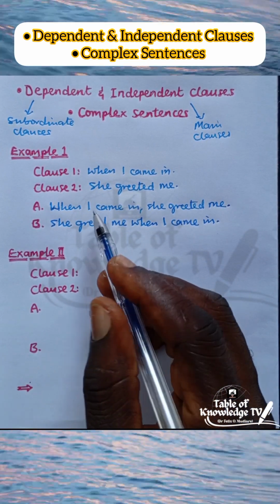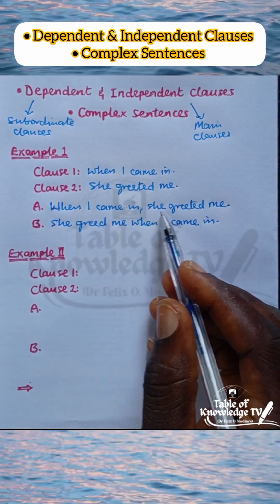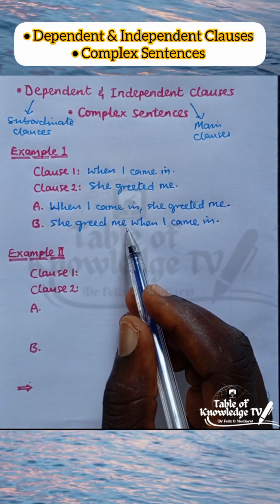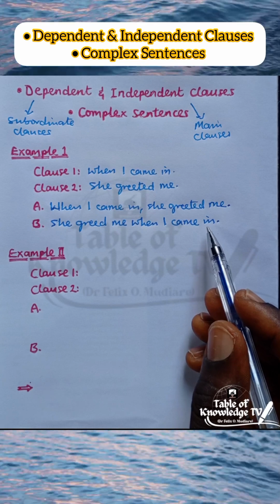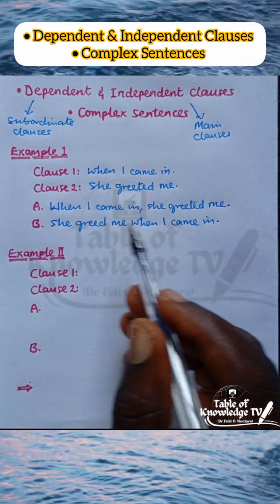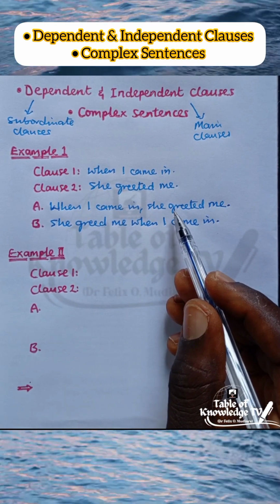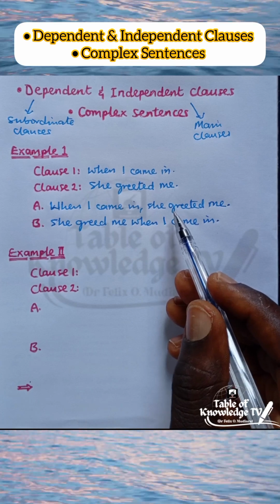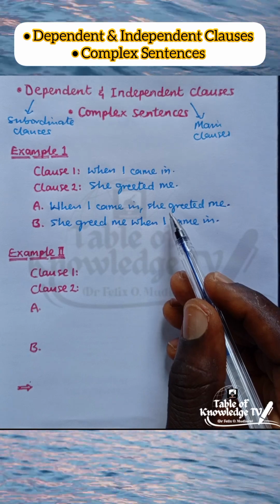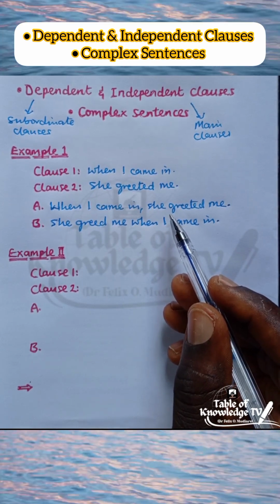Now, note that when you begin the sentence with the dependent clause, there should be a comma before you write the independent clause. But when you start with the independent clause, there should be no comma before the dependent clause. Now, each of these 2 sentences you see here that is made up of both a dependent clause and an independent clause is called a complex sentence. So a complex sentence is a sentence that is made up of a dependent clause and an independent clause. The dependent clause could be more than 1, could be 2, could be 3.